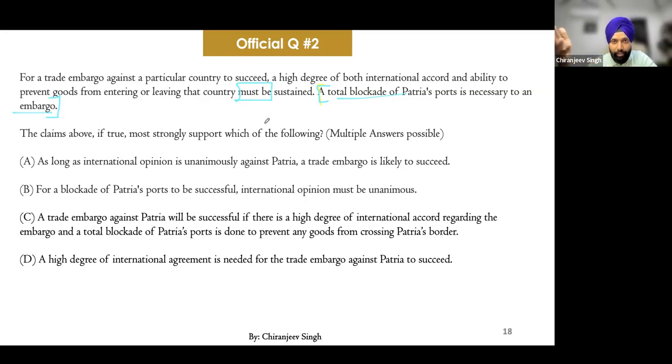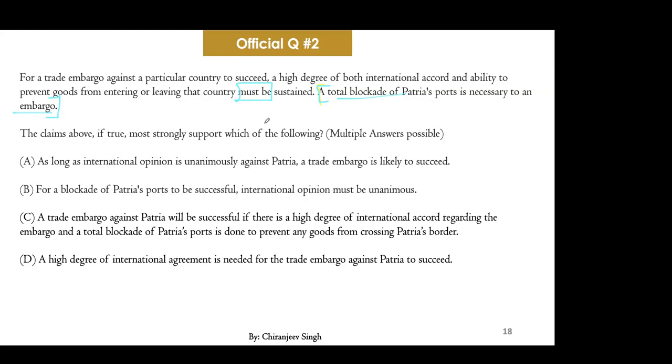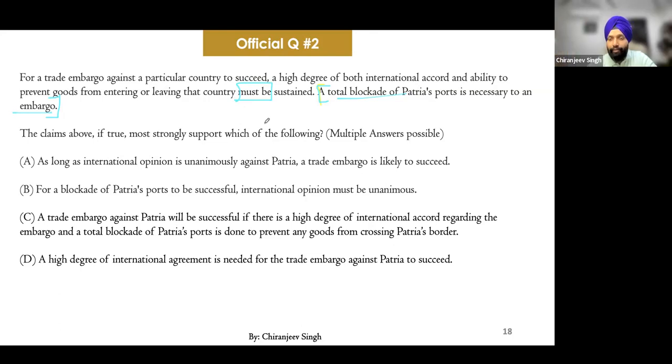So Aman, it says must. You were saying there was no must. So it says that these two are necessary conditions, a high degree of international accord and a high degree of ability to prevent goods from entering or leaving their country. These two are necessary conditions for a trade embargo to succeed. Can there be a third condition?